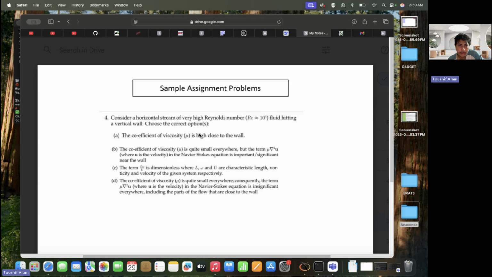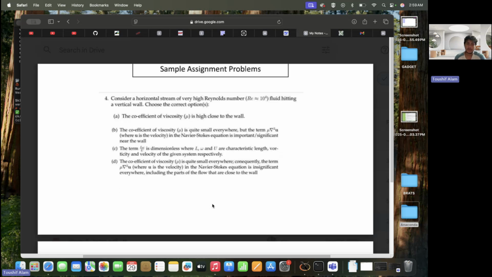Assignment question number 4. Pardon me if I am moving a little fast. Consider a horizontal stream of very high Reynolds number fluid hitting a vertical wall. Choose the correct option. The coefficient of viscosity mu is high close to the wall. The coefficient of viscosity is quite small everywhere, but the term mu del square u, of the Navier-Stokes equation, is significant near the wall. The term L omega by u is dimensionless, where L, omega and u are the characteristic length, frequency and velocity of the given system respectively. So which one is the right option?